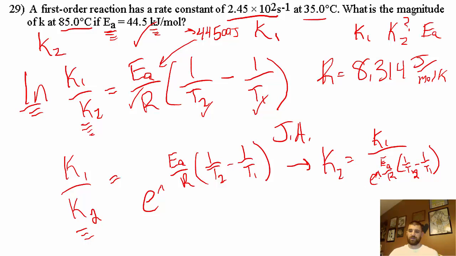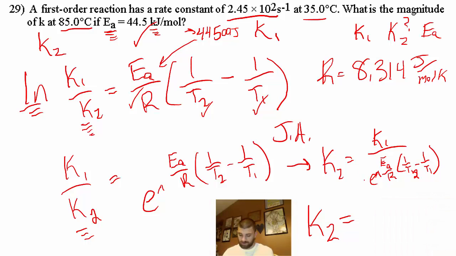Right? So now it's just plug and chug. We know K1, we know EA, we know R, T2, T1. It's just solve. So K2 equals 2770. That's what I got. I think that's it. Yep, that's it.